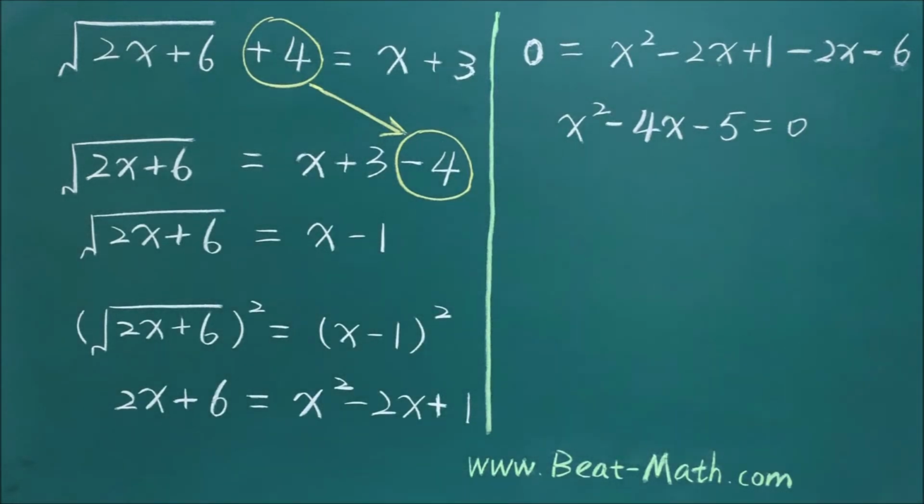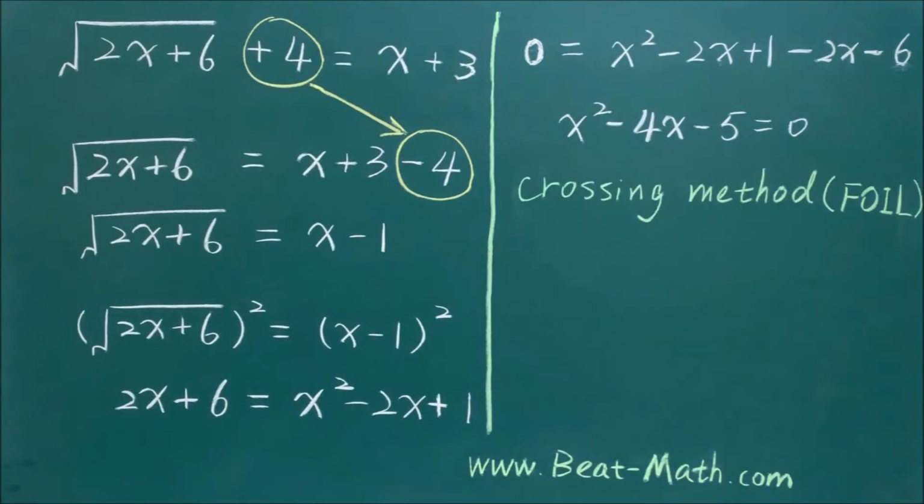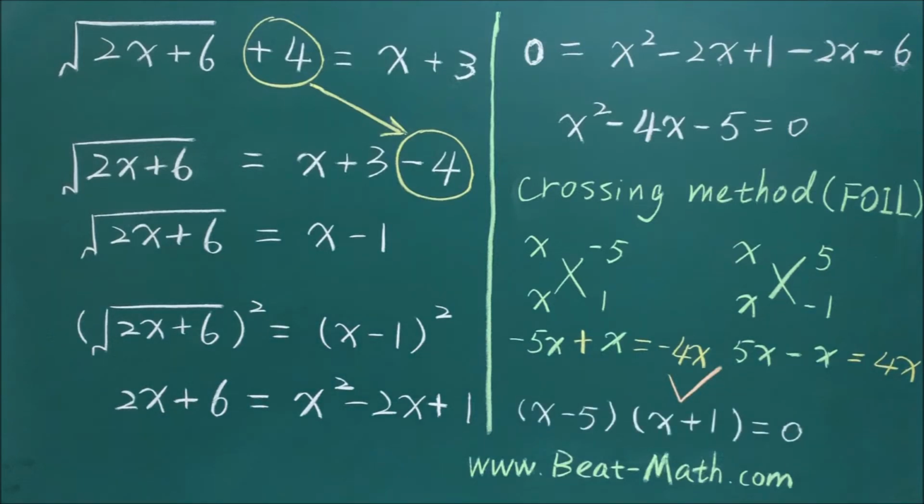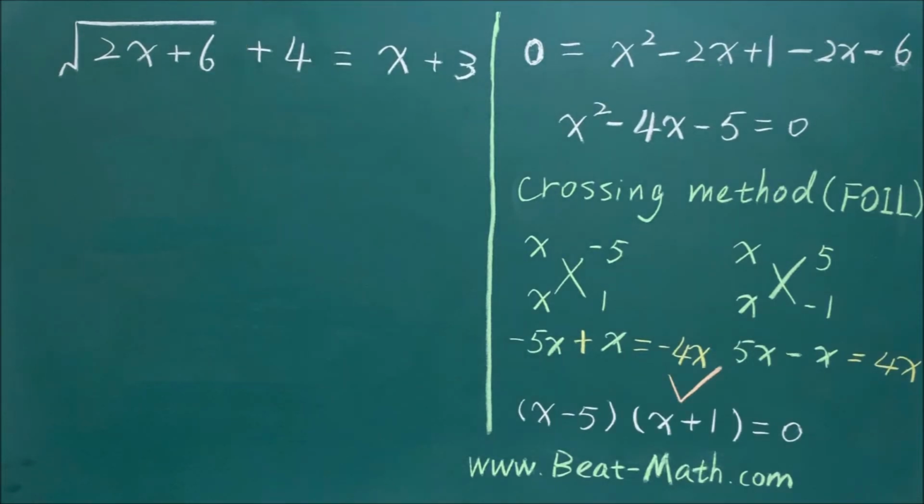We can solve it by the crossing method, also called FOIL. -5 is the product of -5 and 1, or 5 and -1. As we can see, -5 and 1 can bring us -4, so x minus 5 times x plus 1 equals 0. We get x minus 5 equals 0, or x plus 1 equals 0. X equals 5 or x equals -1.